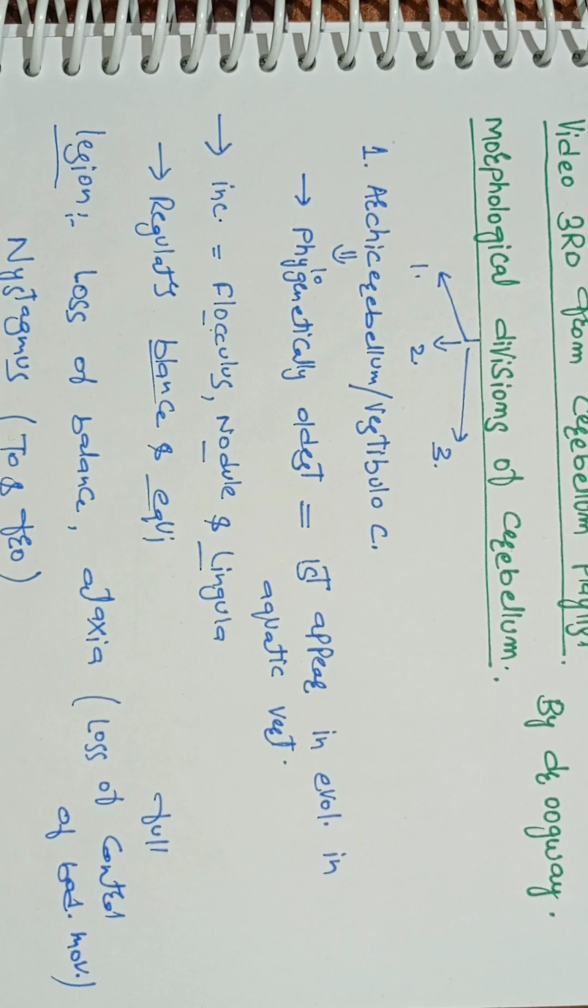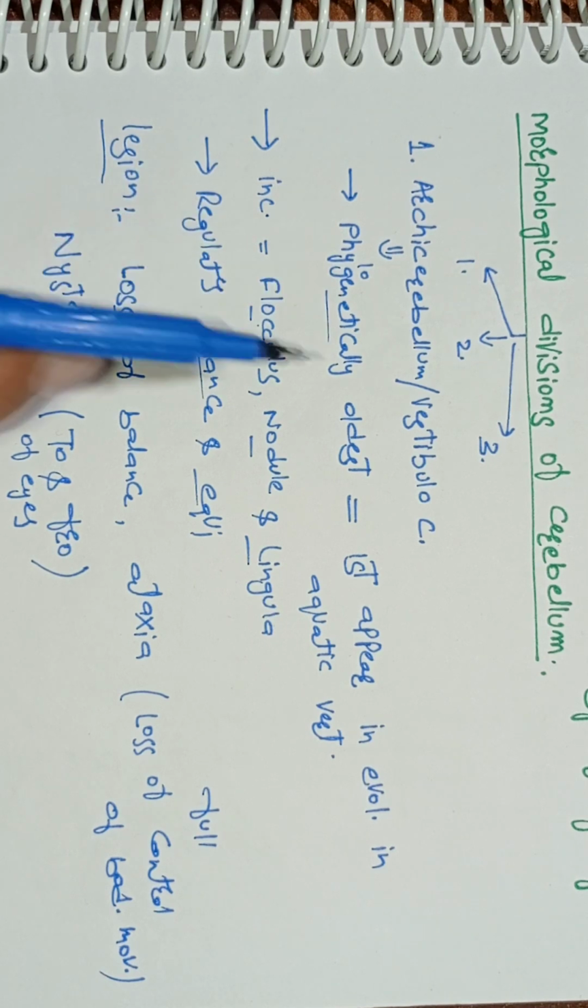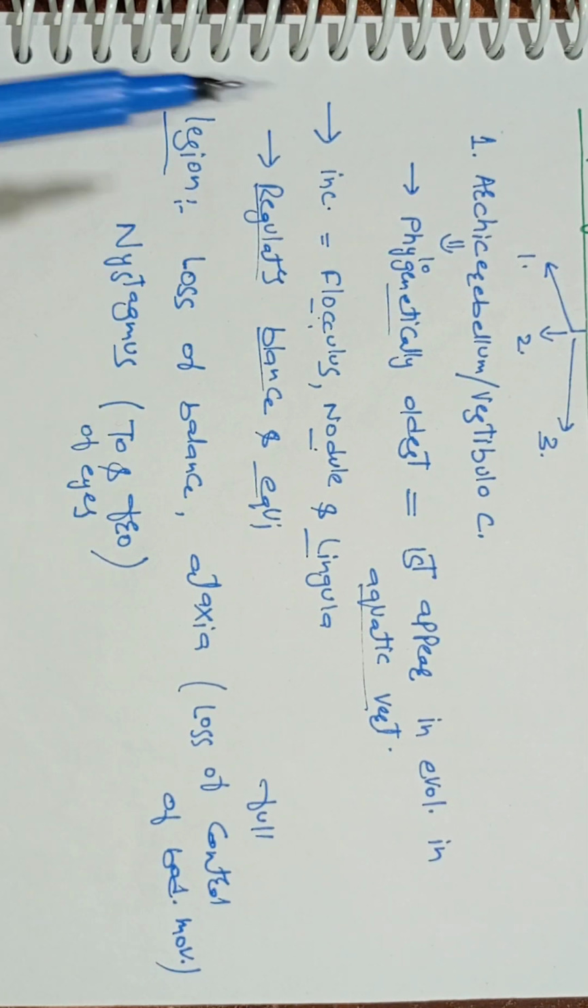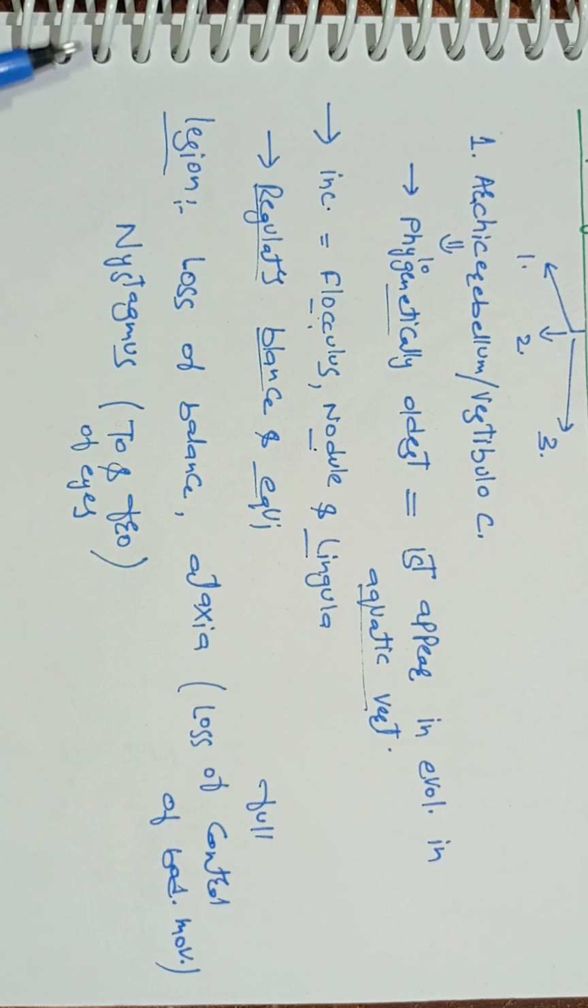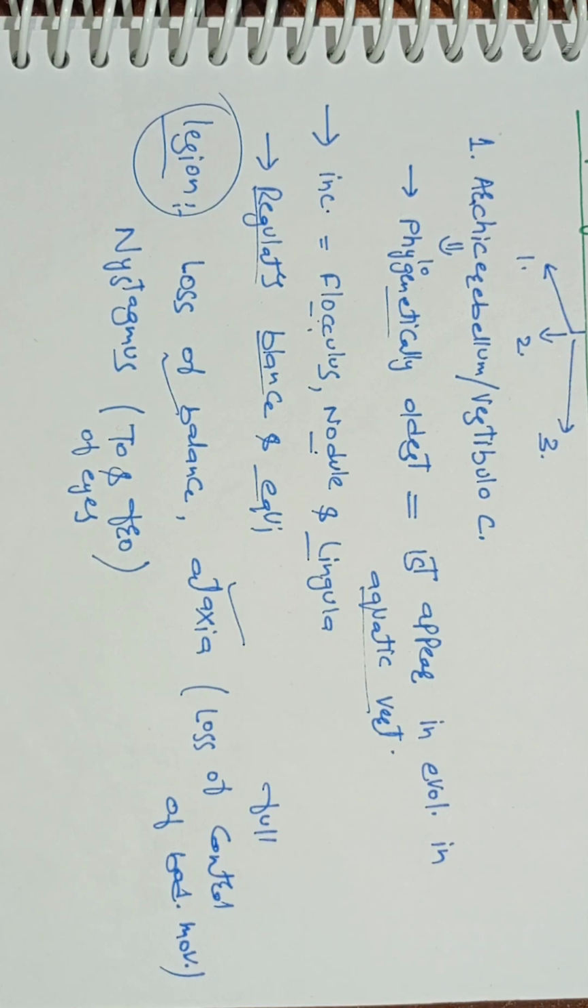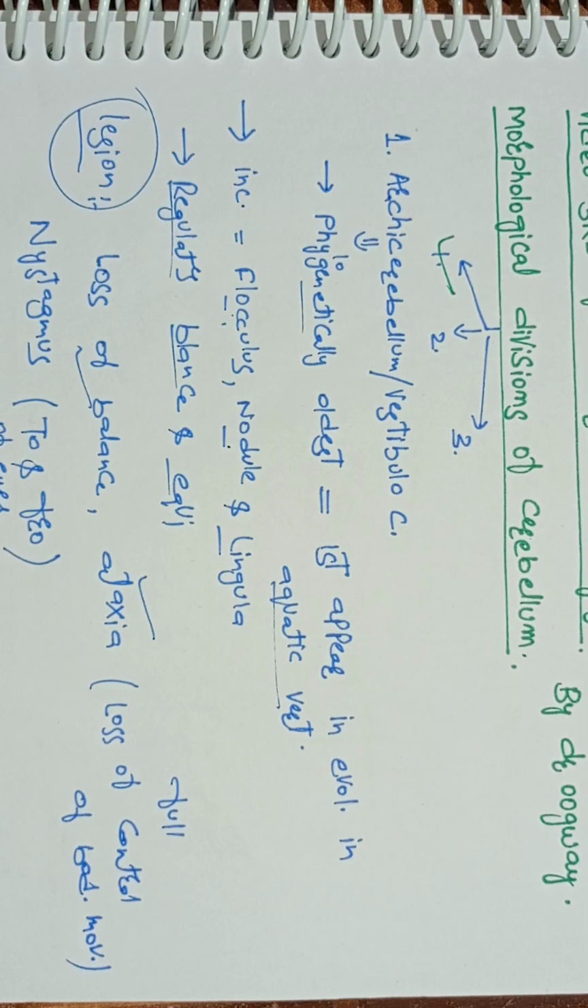So this was all about the first morphological division of the cerebellum, the archiocerebellum. It is phylogenetically the oldest part, the first part of the cerebellum to appear in evolution, first appearing in aquatic vertebrates. It includes the flocculus, nodule, and lingula, which are parts of the cerebellum, and it regulates balance and equilibrium. A lesion to this division will result in loss of balance, ataxia, and nystagmus.